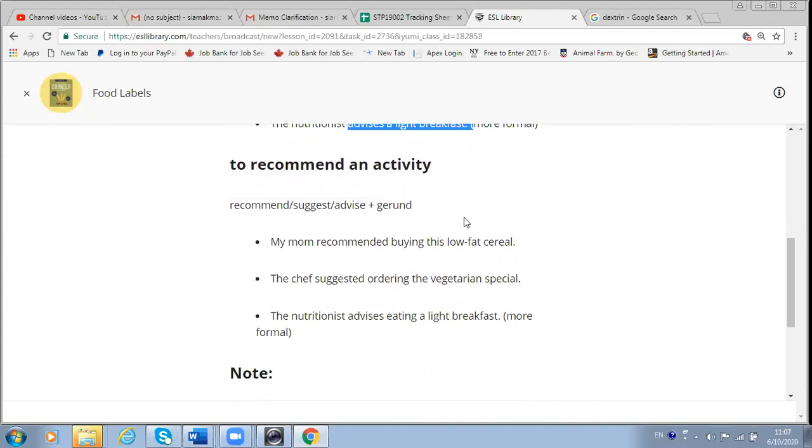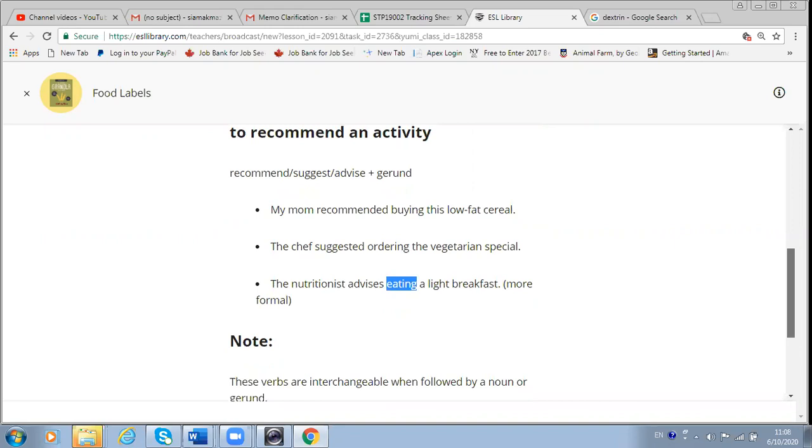The second use of recommend, suggest, and advise is to recommend an activity. So here, usually we use recommend, suggest, and advise plus a gerund. Plus a gerund means plus a verb plus ing. For example, my mommy recommended buying this low-fat cereal. Or the chef suggested ordering this vegetarian special. The nutritionist advises eating a light breakfast. So we can use the verbs recommend, suggest, advise, plus a verb plus ing. This is a gerund.